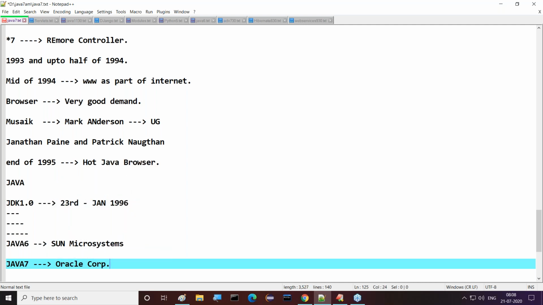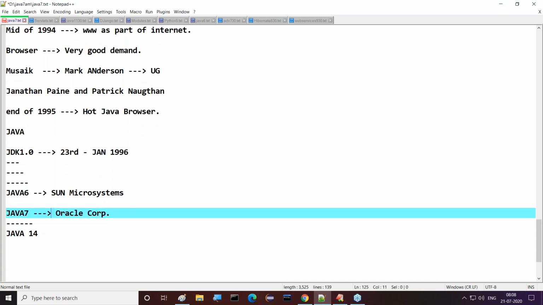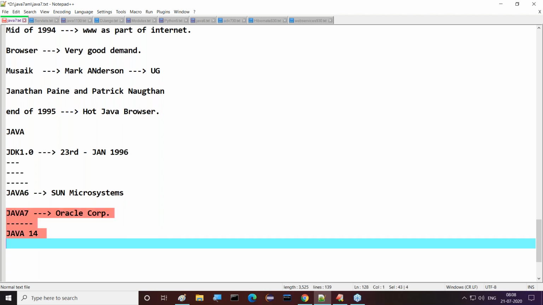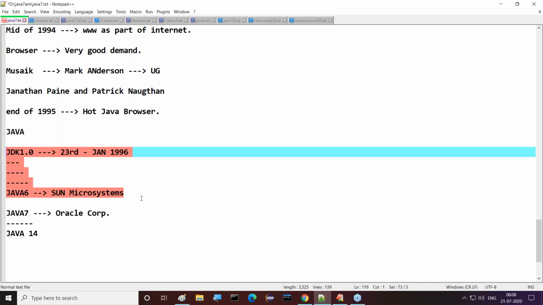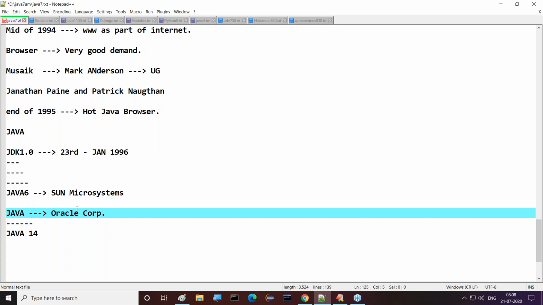Oracle Corporation. Sun Microsystems handed over everything to Oracle Corporation. So from Java 7 onwards, Java was officially managed by Oracle Corporation. Up to Java 6, Java was managed by Sun Microsystems. I'm telling you exactly, not Java 7, but from the Java 6 update 45 subversion onwards, Java was available with Oracle Corporation. Right, sir.